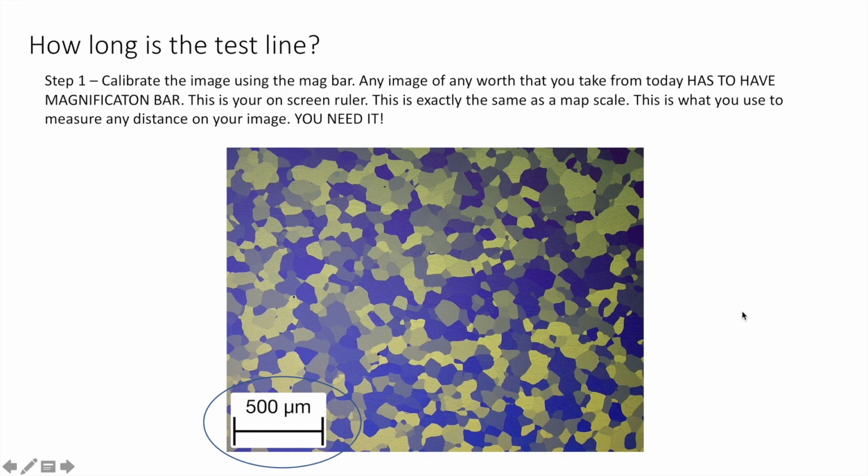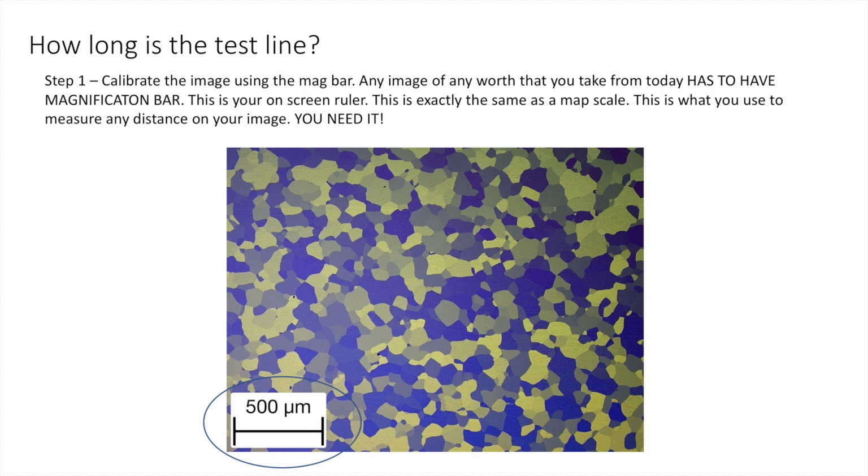And so with that concept in mind, I think we can start trying to figure out just how long this test line is. Alright, so going back and taking a look at our image that we've been working with previously, I've emphasized the point quite a few times now that we need this magnification bar. This magnification bar is your on-screen ruler. You can think about it as the scale of a map. And you have to have this, so you have to calibrate your image. You have to somehow get this magnification bar onto your image.